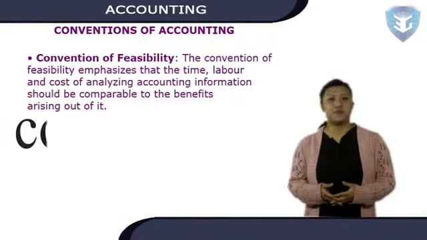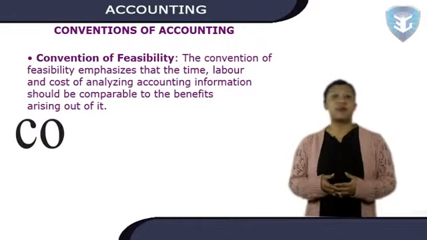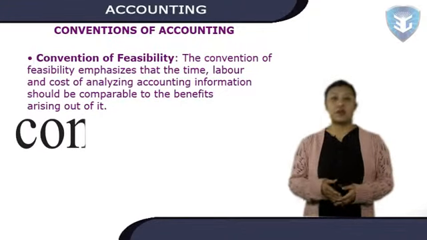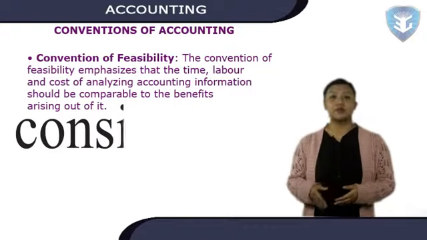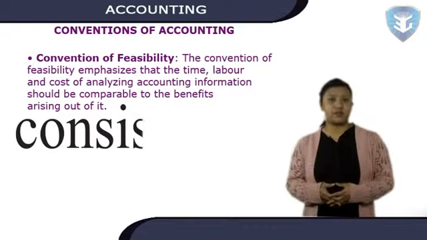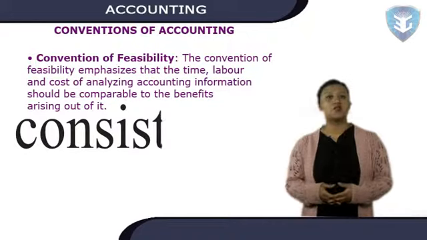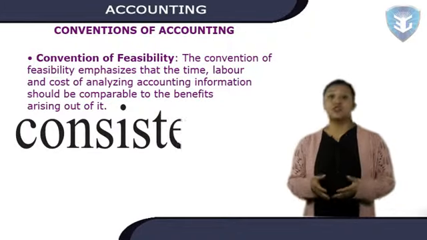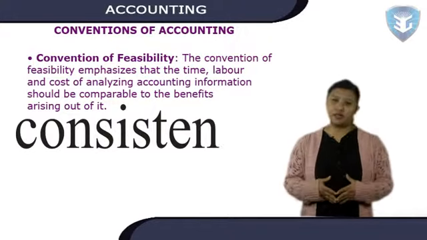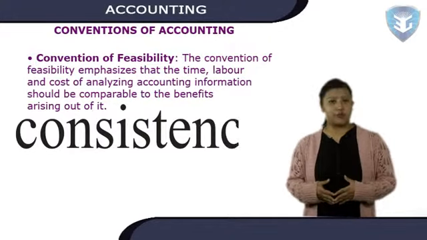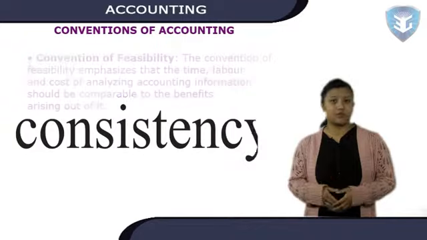Convention of feasibility. The convention of feasibility emphasizes that the time, labor, and cost of analyzing accounting information should be comparable to the benefits arising out of it. For example, the cost of oiling and greasing the machinery is so small that its breakup per unit produced will be meaningless and will amount to wastage of labor and time of the accounting staff.